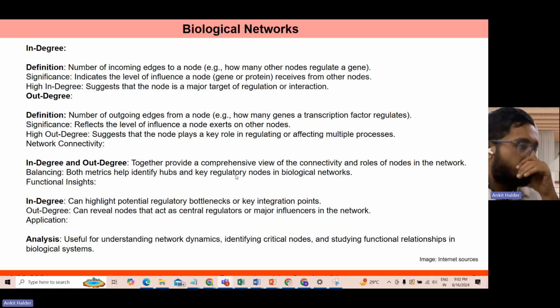These are required for the key regulatory nodes in biological networks, and this can highlight potential regulatory bottlenecks or key integration points. And this is useful for understanding network dynamics.